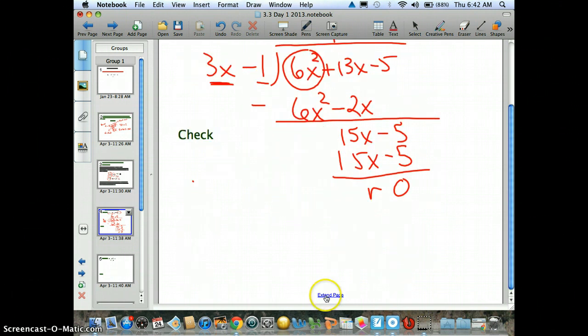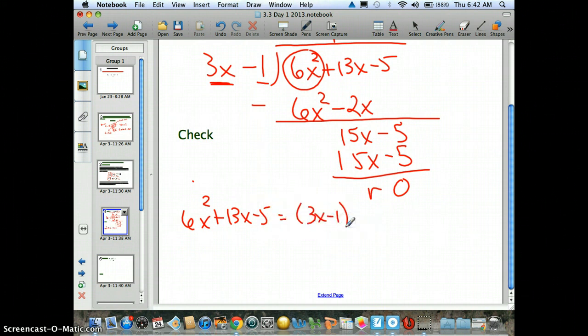Okay? Now, what that means is, to check this problem, we can go over here and we can take our dividend, which was 6x squared plus 13x minus 5, right? So that should be equal to that 3x minus 1, which was our divisor, right?